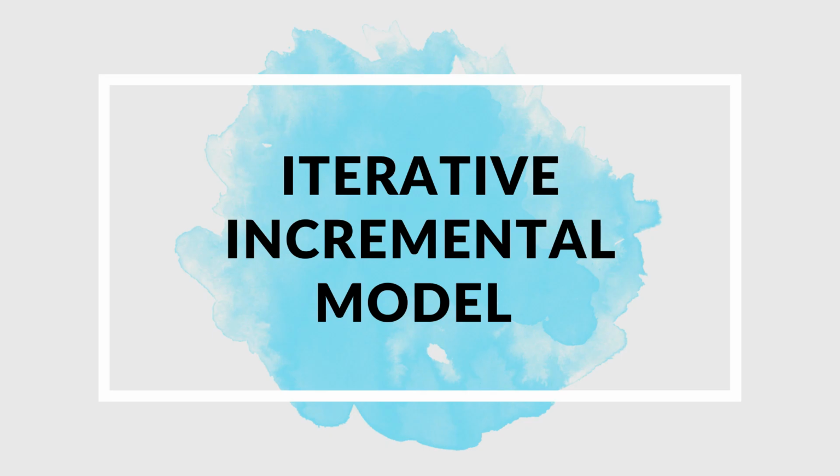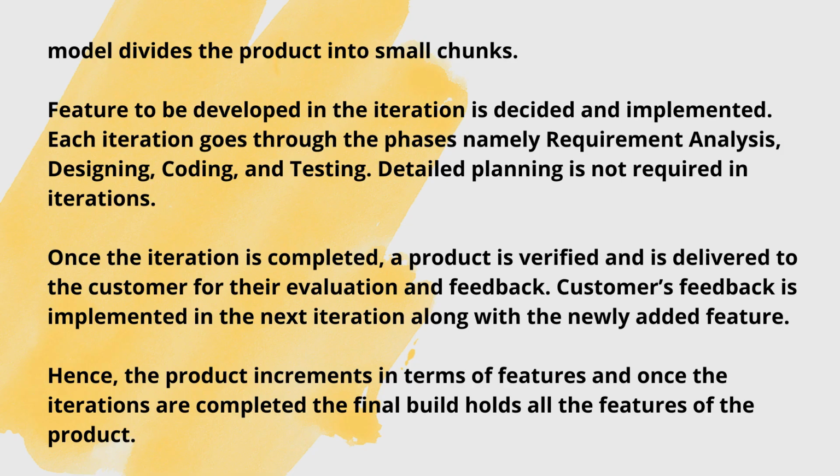Our fifth model is the iterative incremental model. When we say iterative incremental model, the model divides the product into small chunks. For example, features to be developed in the iteration are defined and implemented. Each iteration goes through the phases, namely requirement analysis, designing, coding, and testing. Detailed planning is not required in iterations.